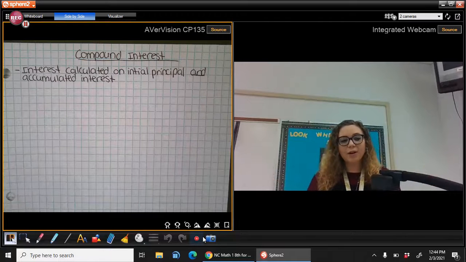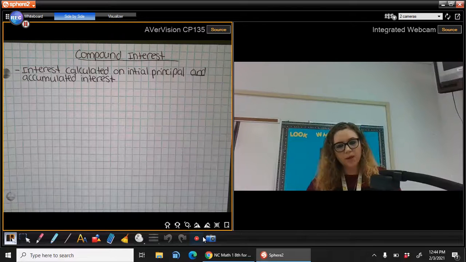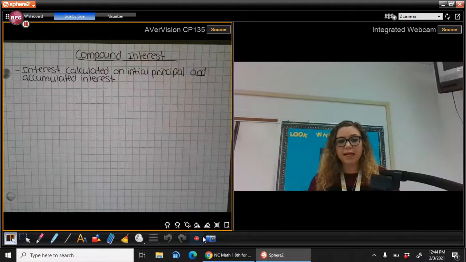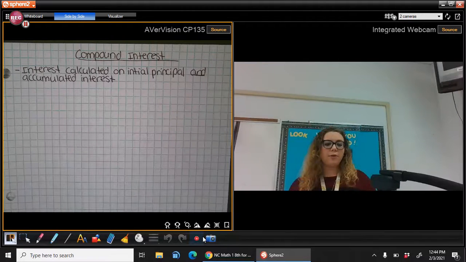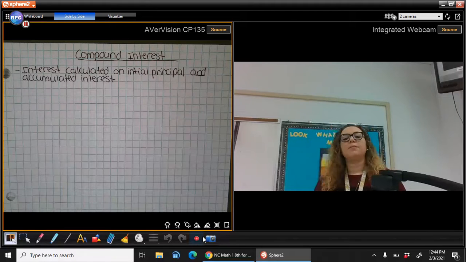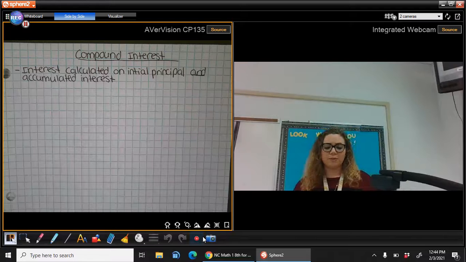Okay, so we're going to talk about compound interest, which is really cool because if you love formulas like I do, then this is the kind of math for you, and you're going to use it in the future, so it's kind of necessary that you know how to use it. So compound interest is interest calculated on initial principal and accumulated interest, okay?